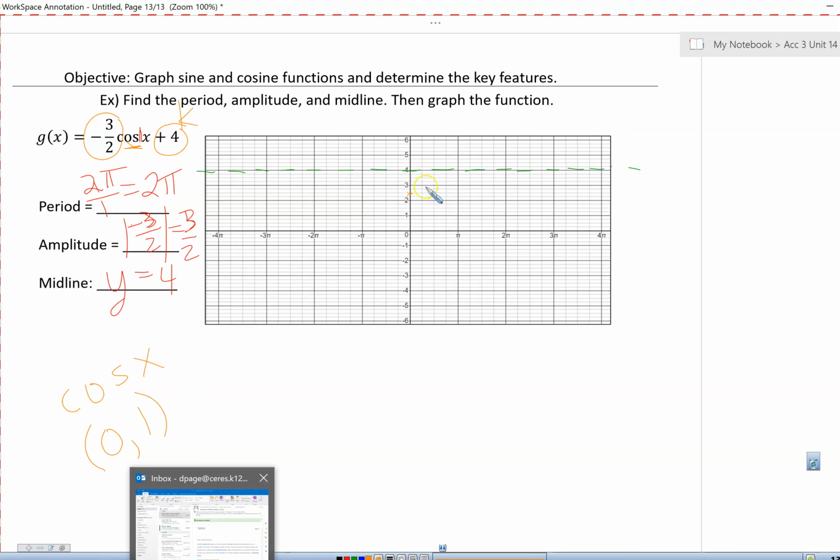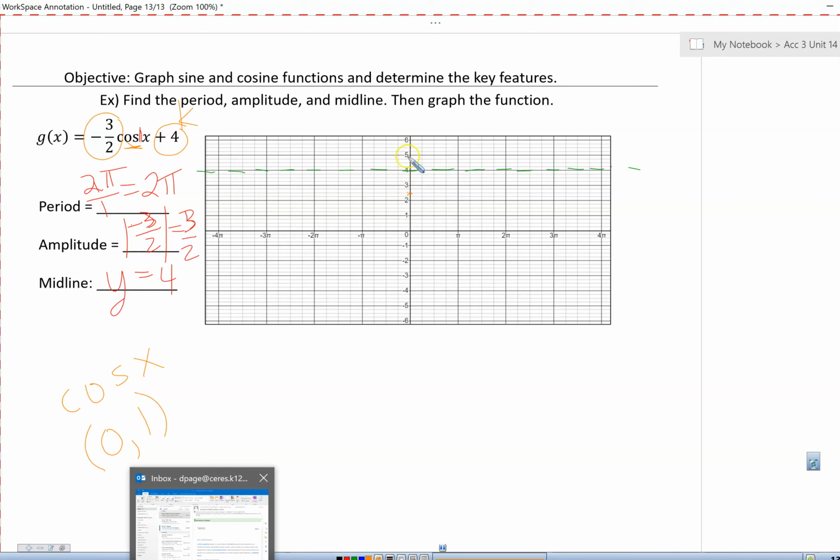Now, another way of doing it is to actually use your midline as your new line of reflection. So you start 1 unit above, that's your 0, 1 position. So it's like you've already done the up 4. And then you reflect across your midline.